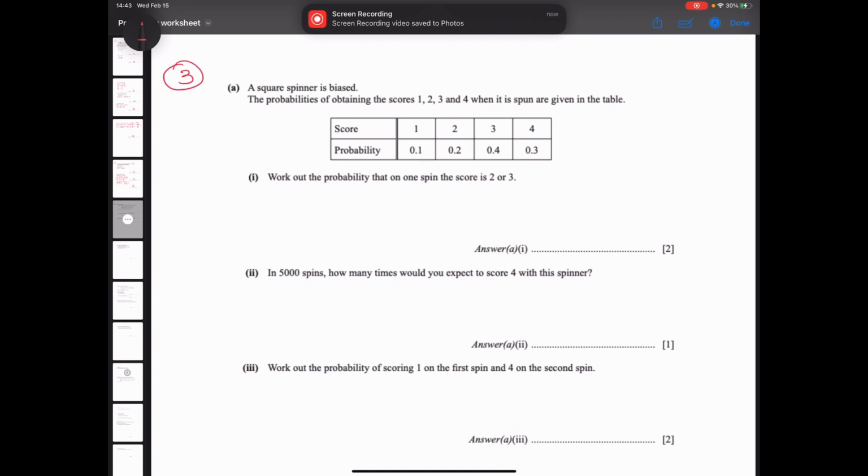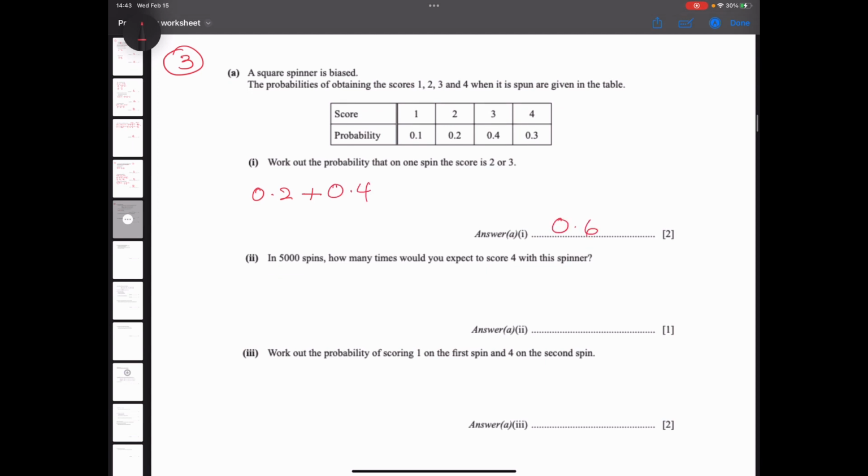And in question number 3, it gives us that spinners, scores, probabilities are given down here. Work out the probability that on one spin the score is 2 or 3. So 2 is 0.2. Or means a plus. 3 is a 0.4. That's going to give me a 0.6. In 5,000 spins, that's relative frequency. How many times would you expect to score 4 with this spinner? 4 is a 0.3 times 5,000.